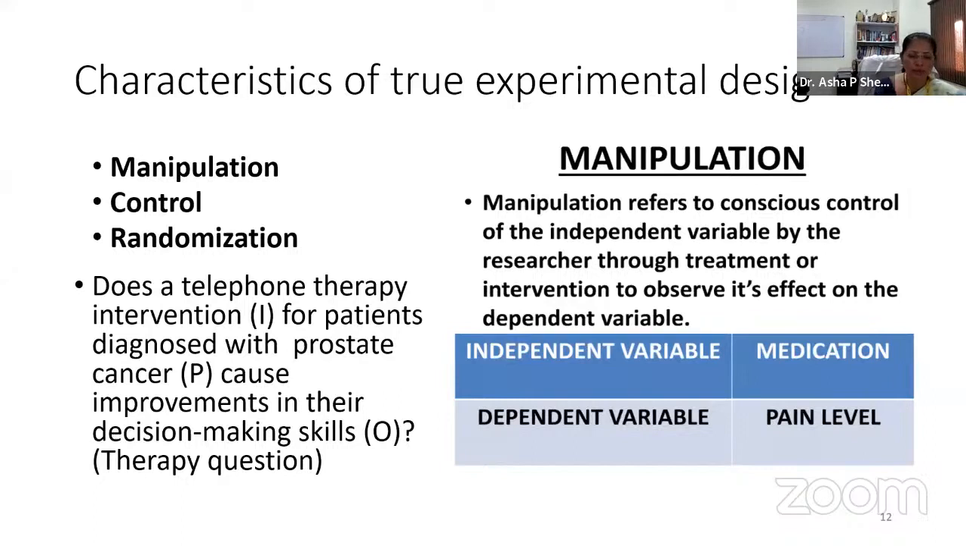So this is the manipulation. That is, the researcher does at least something to some individuals. I hope I'm clear and I'm audible clearly. Okay. So what happens here?